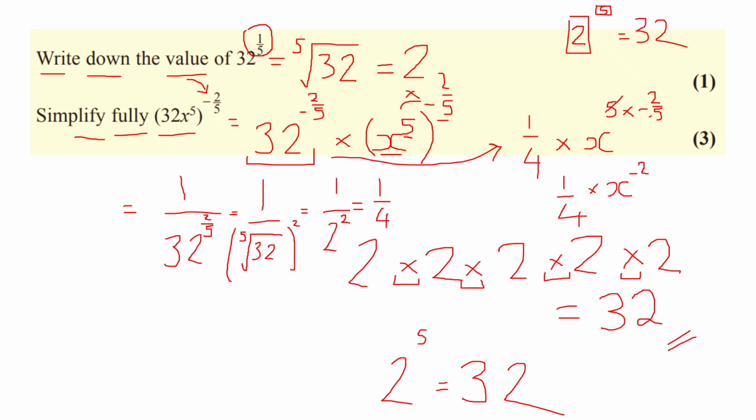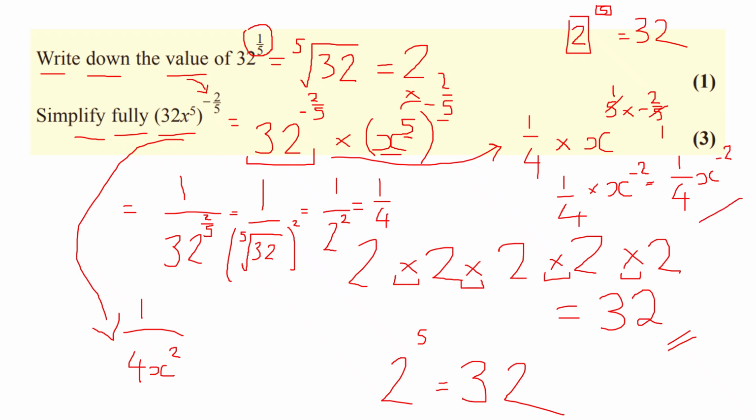Essentially, these 5s cancel, everything goes to 1, so you get 1 times negative 2 over 1, which is negative 2. So you have 1/4 x to the minus 2, or feel free to write it as 1 over 4x squared. Either answer would suffice: 1 over 4x squared, or 1/4 x to the minus 2. And that is working with negative and fractional indices.